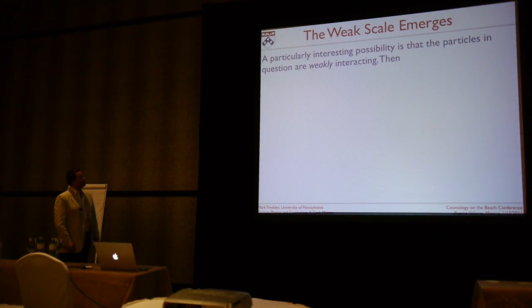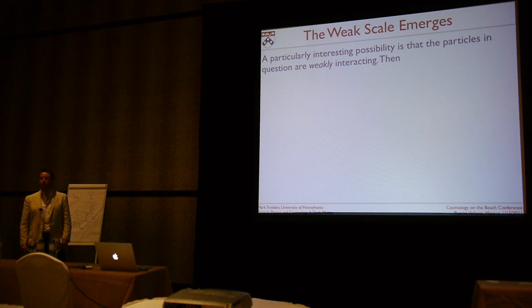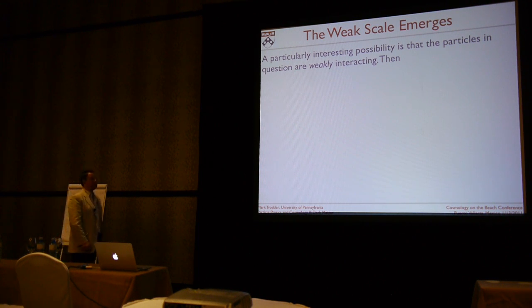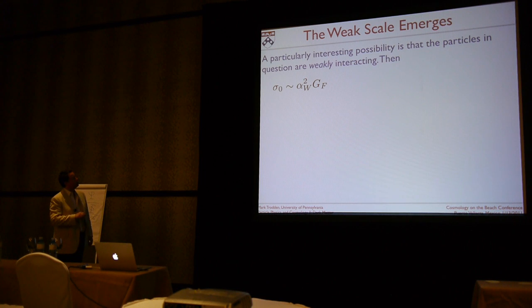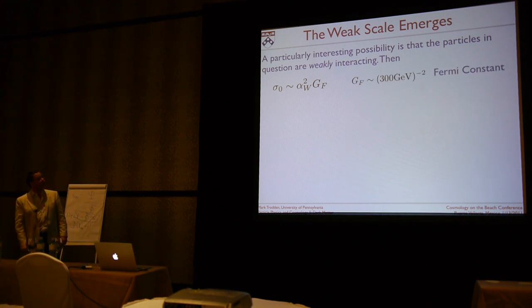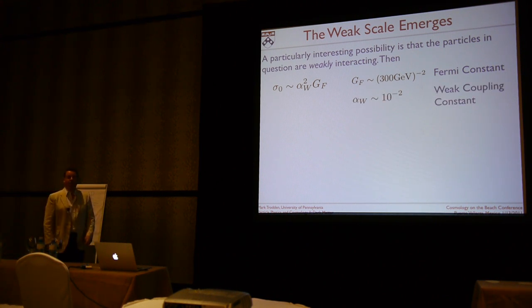Now, a particularly interesting possibility from what I wrote down on the previous slide is that if the particles in question are weakly interacting, I mean interact with a strength of order the weak interactions in the particle physics sense, not just not very strong, then sigma 0, this whole thing I wrote down on the previous slide, takes this form. It's given by approximately alpha weak G Fermi, where G Fermi, the Fermi constant, is about 300 GeV inverse. This is just a constant of nature, comes out of the weak interactions. And alpha weak also is the weak coupling constant, the dimensionless measure of weak coupling. It's about 1 over 100.